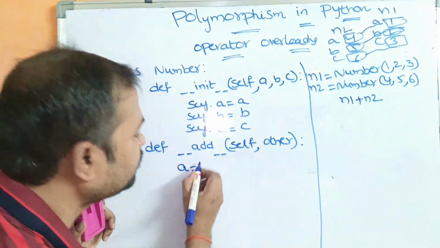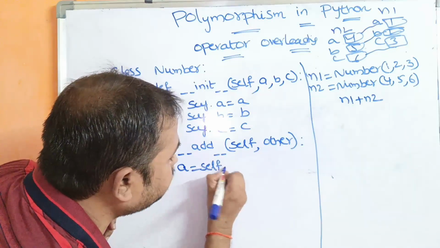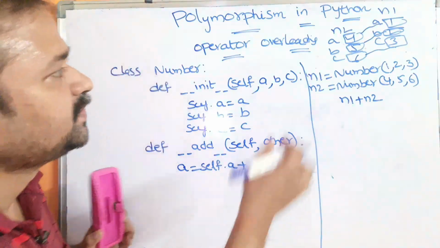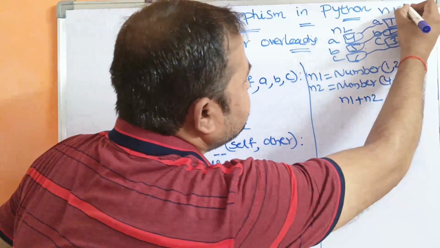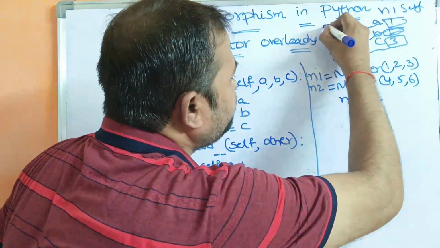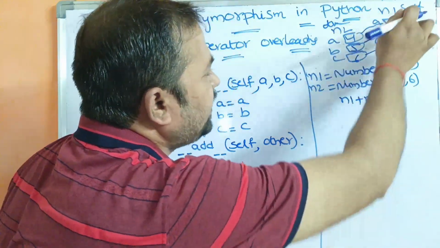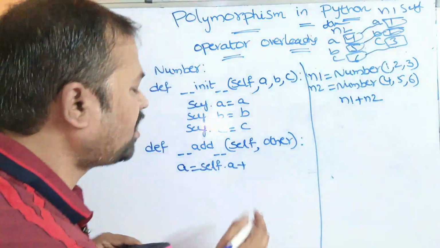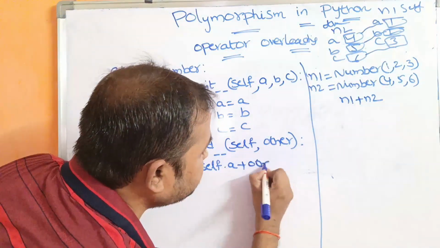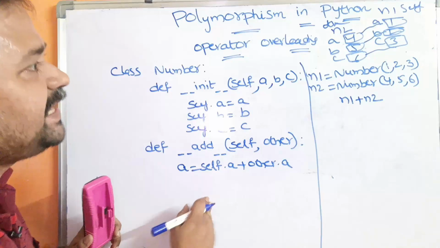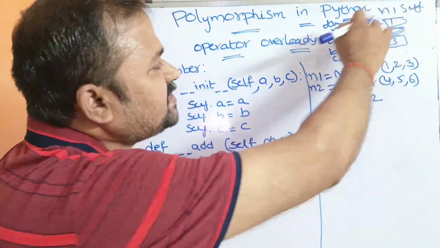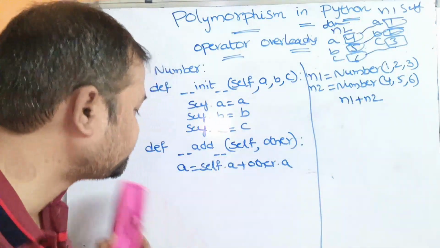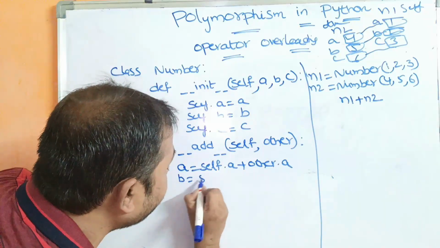A is equal to self dot A plus other dot A. Here N1 means self, whereas N2 means other. We have to add self dot A and other dot A. Now A contains 1 plus 4. What is the result? 5. Now A contains 5.